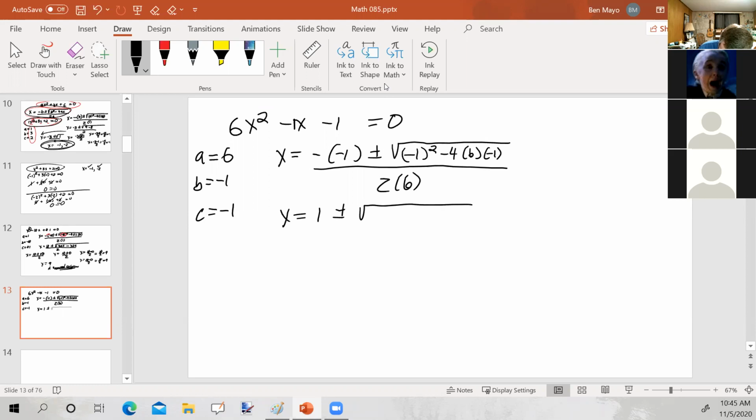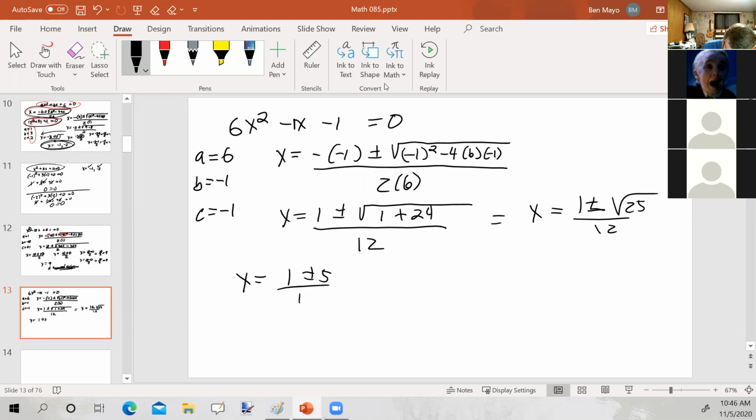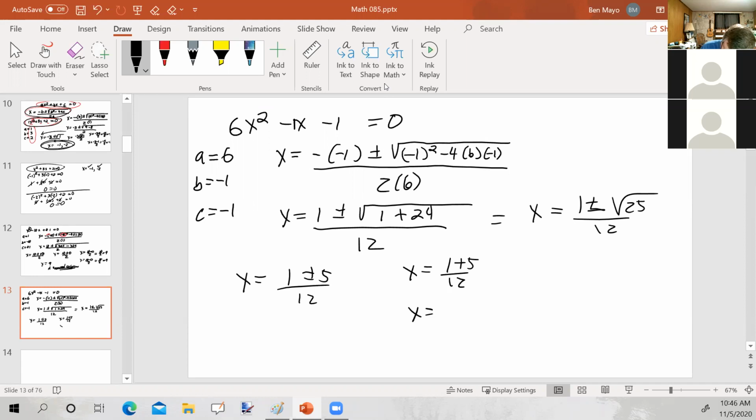Simplifying further, x equals 1 plus or minus the square root of -1 squared is 1, minus 4 times 6 would be -24, but then times a -1 would be a plus 24, all over 12, which is x equals 1 plus or minus the square root of 25 over 12. x equals 1 plus or minus 5 over 12. So x equals 1 plus 5 over 12. x equals 1 minus 5 over 12.